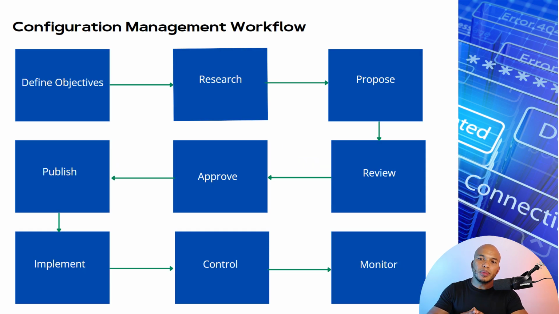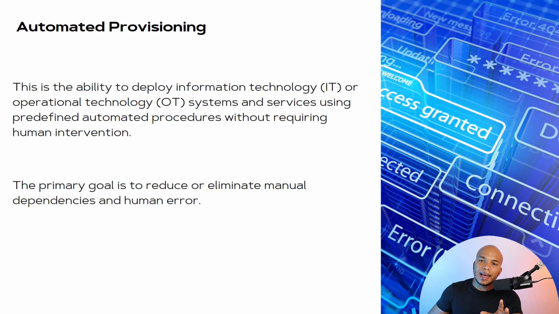So moving on, this will be the configuration management workflow. So first of all, you define the objectives for wanting to configure this resource or tool, and then you do the research. Okay, is this actually going to be possible? If it is, then you propose it to the management saying, hey, we'd like to make this change in our configuration. So there will be a review. If everything checks out, it will be approved. You publish, you implement, and then you control. And then of course, as always, you want to monitor and make sure that the change is going as expected.